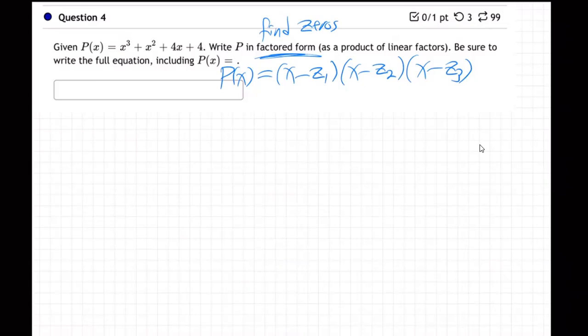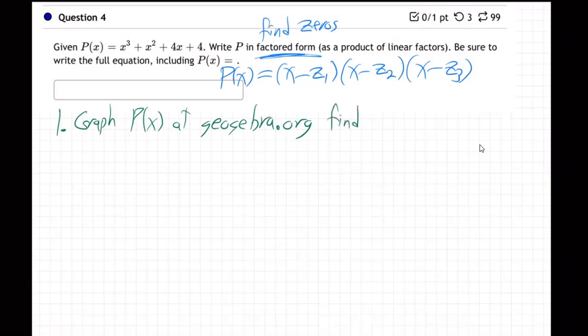So let's find them. How do you begin? You've got to graph p of x at geogebra.org. All right, so let's go do it and find at least 1, 0 on the graph, just by looking at the graph. So let's go out and look at a graph and see what we can see. So I'm going to switch over and go there.